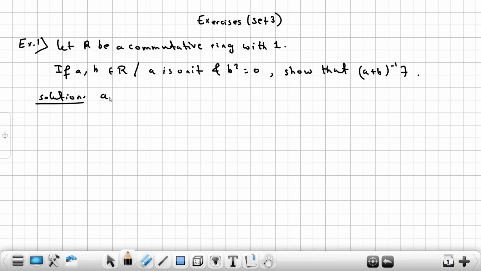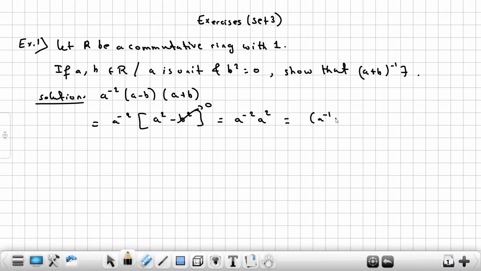We compute (a^-2)(a - b)(a + b). Since R is a commutative ring, (a - b)(a + b) is equal to a^2 - b^2. Now expand: (a^-2)(a^2 - b^2). Since b^2 is equal to 0, this leaves us with a^-2 times a^2, which is equal to a inverse times a^2, which is equal to 1^2, which is equal to 1.